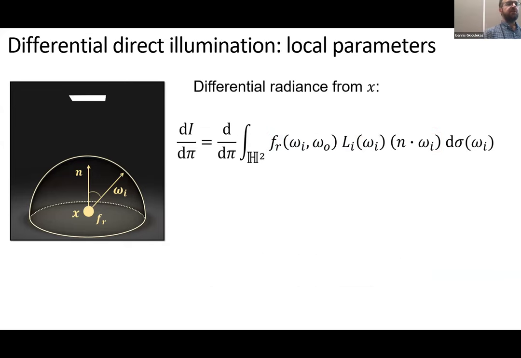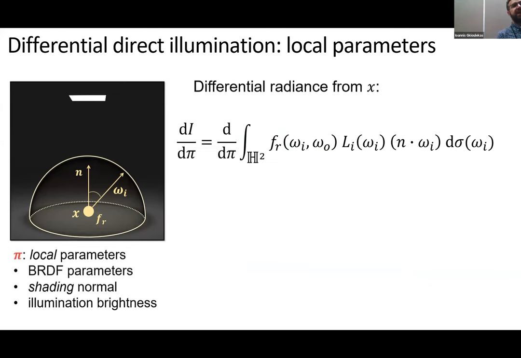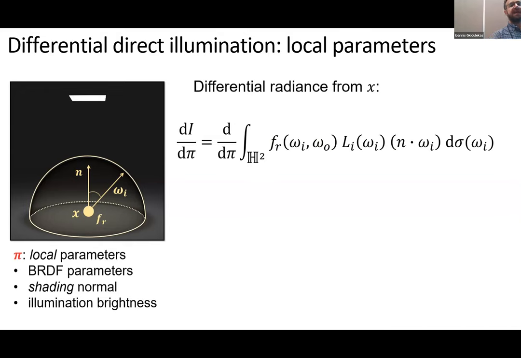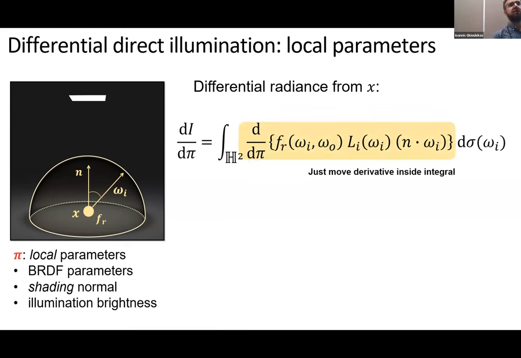I'll start with a case where I differentiate with a set of parameters I like to call local parameters. Parameters that let me simplify the Reynolds transport theorem. For example, these include the BRDF at the point X, the shading normal, the illumination brightness. Basically, these are parameters that don't deform any shapes in the scene and they don't move things around. So in this case, the differentiation of this direct illumination integral is pretty simple. All I have to do is move my derivative inside, okay?